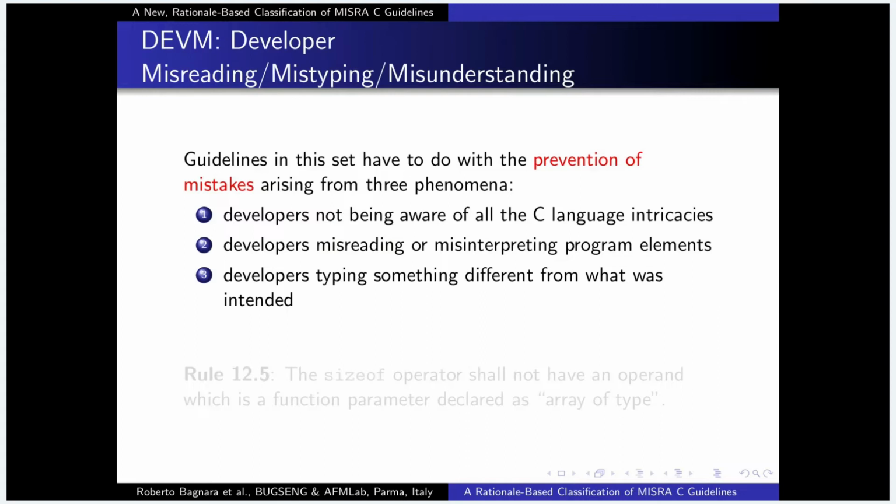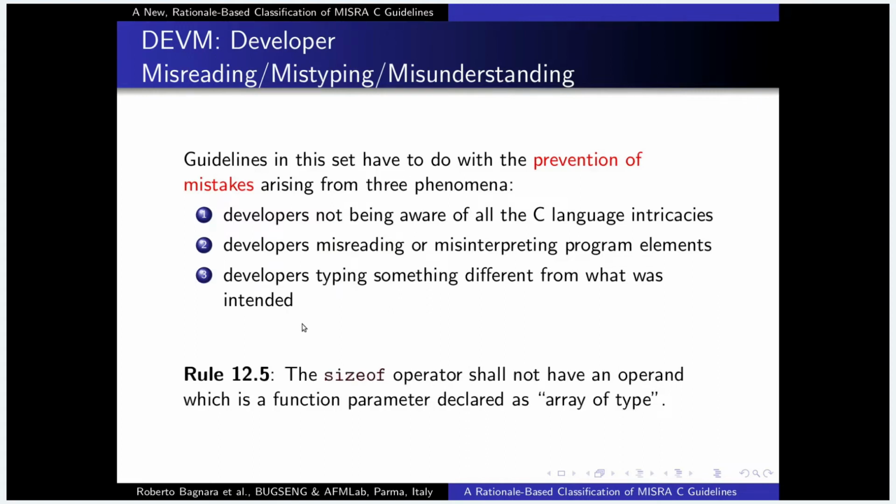Phenomenon number two is the developer misreading or misinterpreting program elements. So there are guidelines that have to do with avoiding so-called developer confusion. And the third phenomenon: developers typing something different from what was intended. So of course, it's always possible to commit a typing mistake.